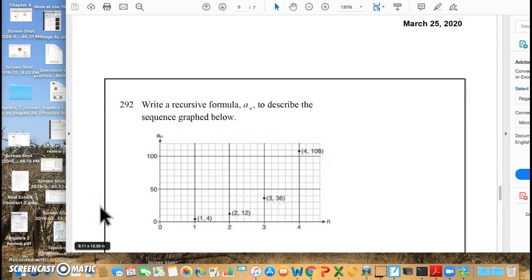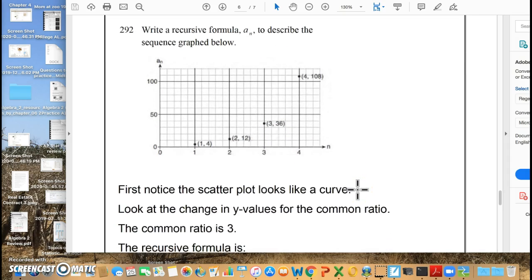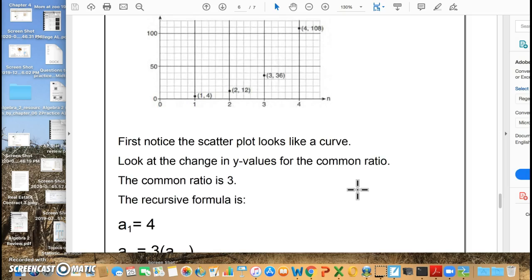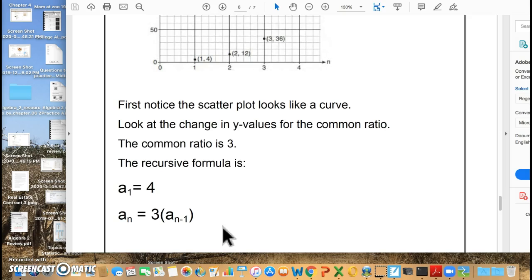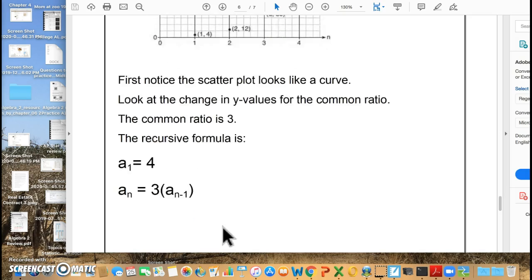They asked us to write a recursive formula for this graph. Notice it has a curved shape, so it's probably geometric. My first term, a sub 1, is 4, a sub 2 is 12, a sub 3 is 36, and a sub 4 is 108. So I look at the change in my y values and I see there's a common ratio of 3. 12 divided by 4 is 3, 36 divided by 12 is 3, and so on. So for the recursive formula, a sub 1 is 4, and a sub n equals 3 times a sub n minus 1.